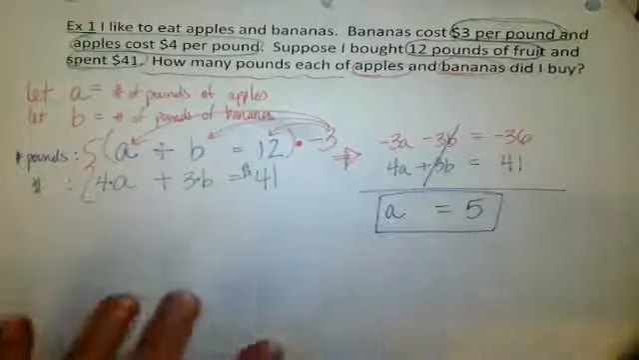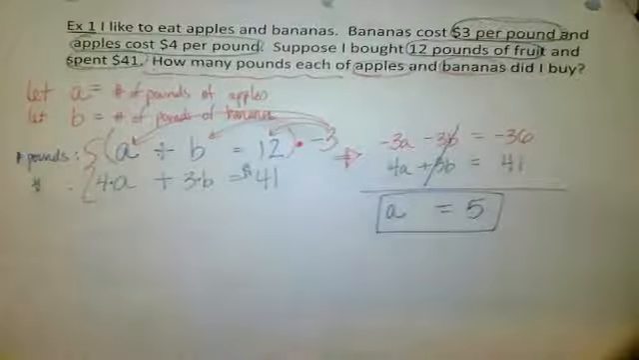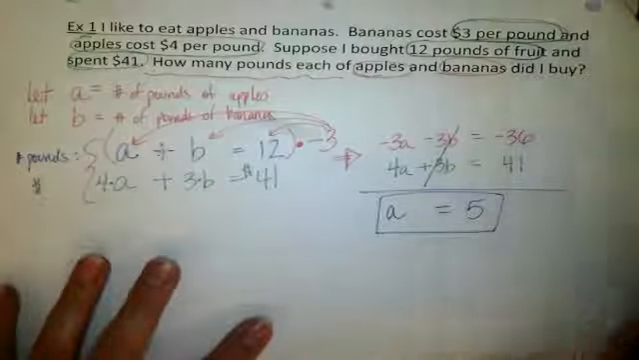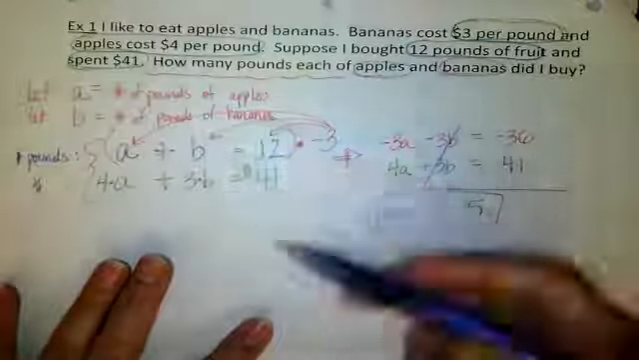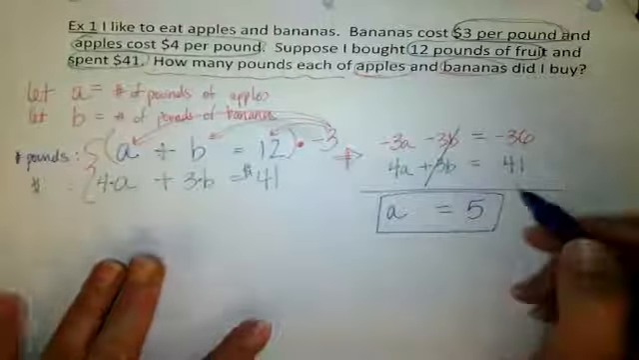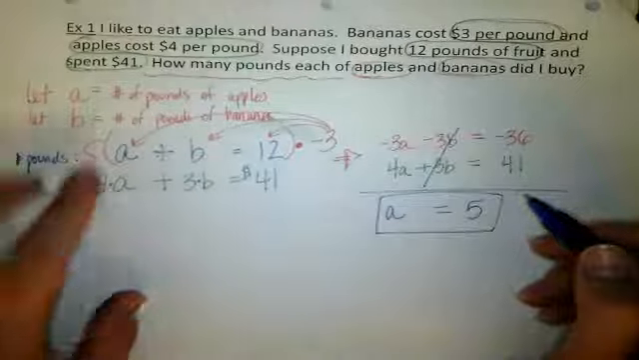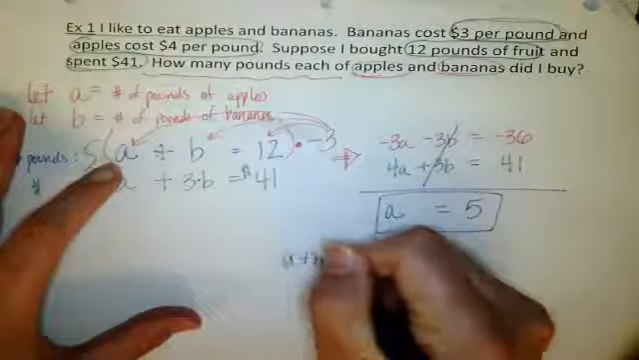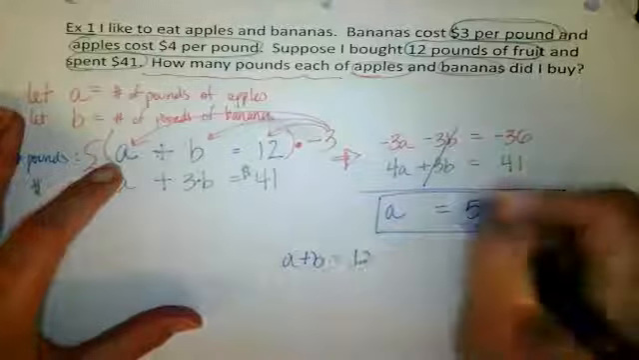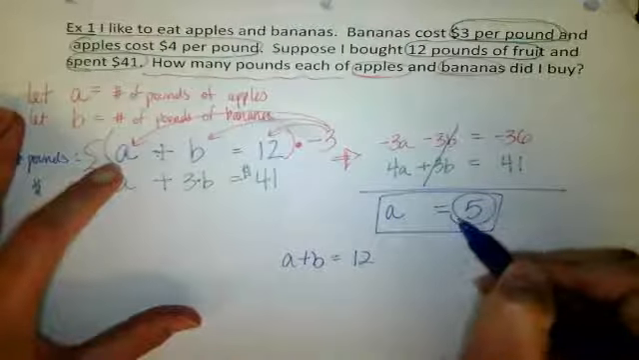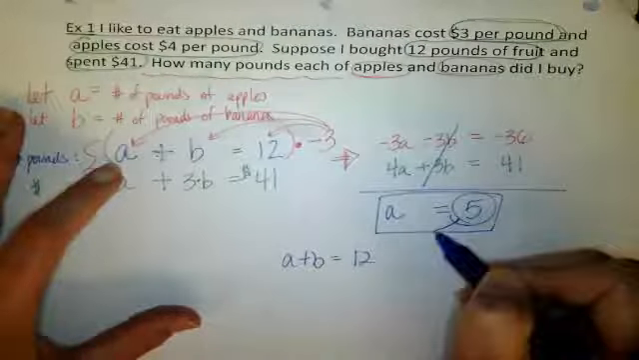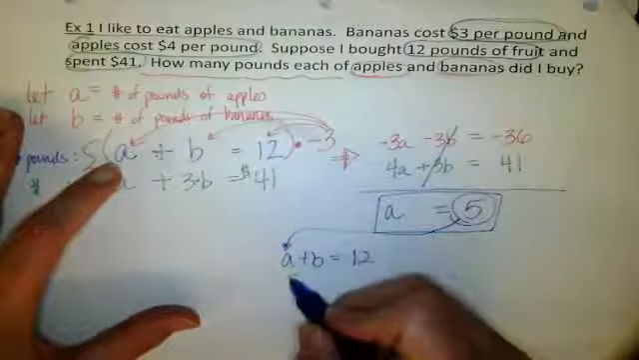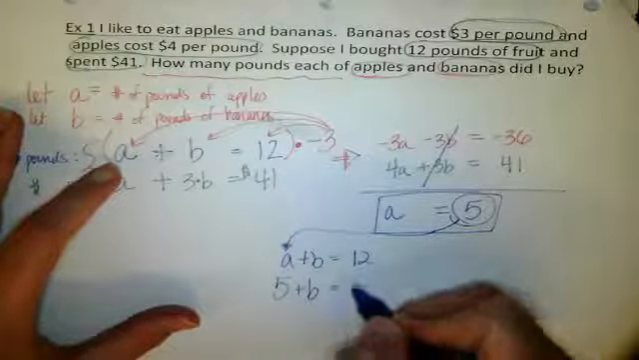It's really important. Are we done? Did we figure it out? No, what do we need to do? Replace it back into one of your equations. It doesn't matter which one. Which one do you want to plug it into? Top or bottom? Sure. So I'm going to write down my top equation, A plus B equals 12. And I'm going to take the 5 and plug it in for what? A. Very good. So plugging in for A, we'd have 5 plus B equals 12.